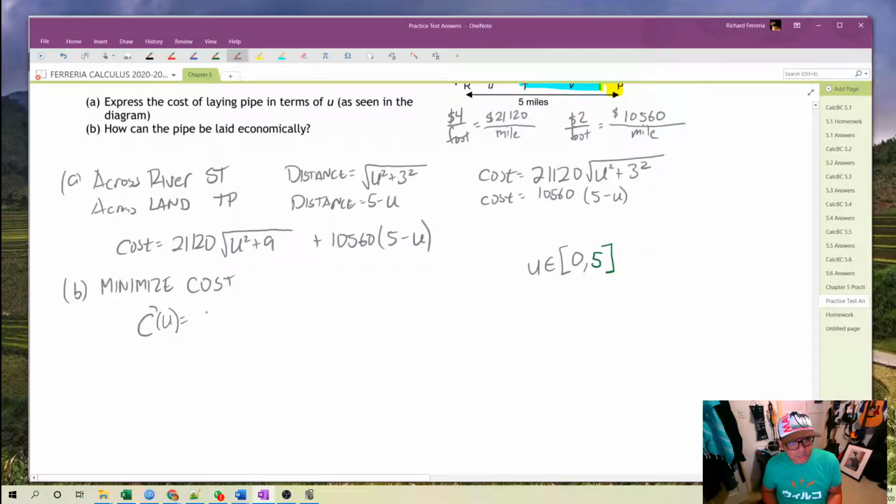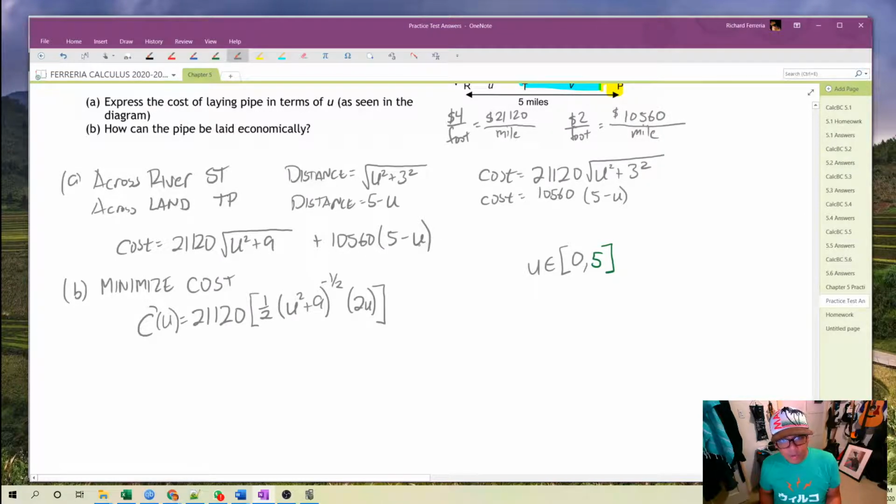Okay, so this is 21,120. And then the derivative of anything to the 1/2 power is 1/2 multiplied by whatever is inside the square root to the negative 1/2 multiplied by the derivative of whatever is in the square root, which is 2u.